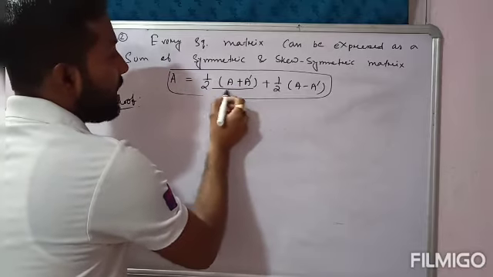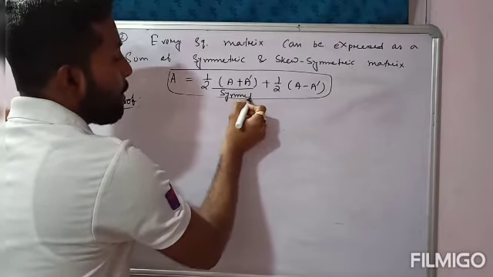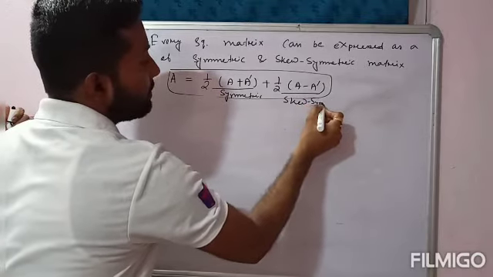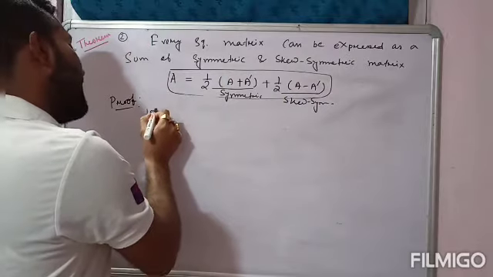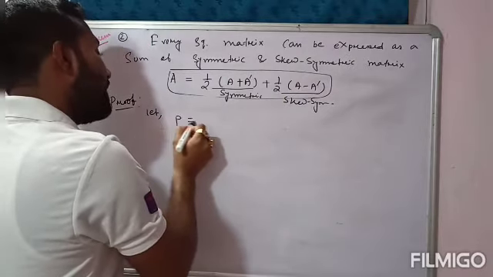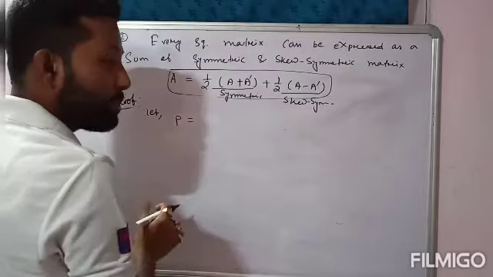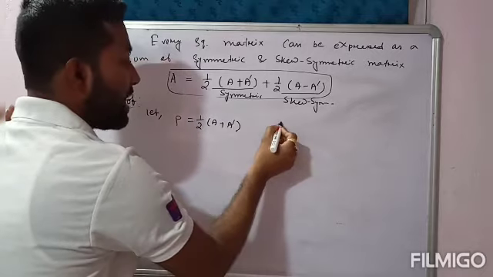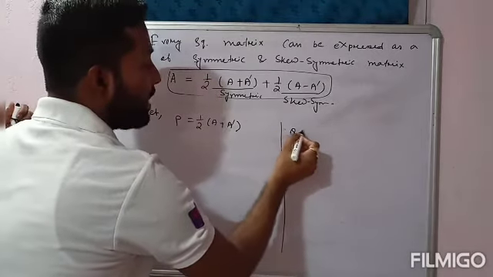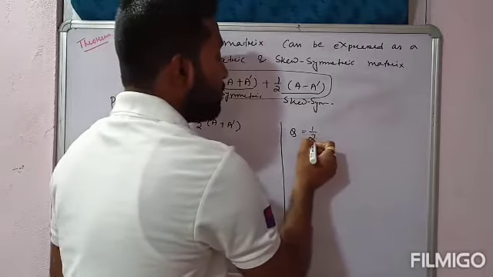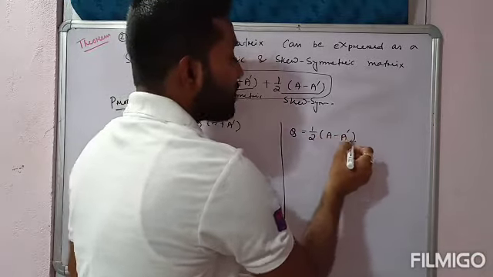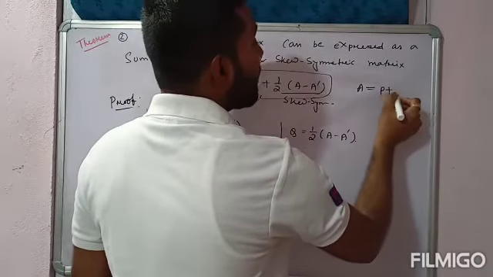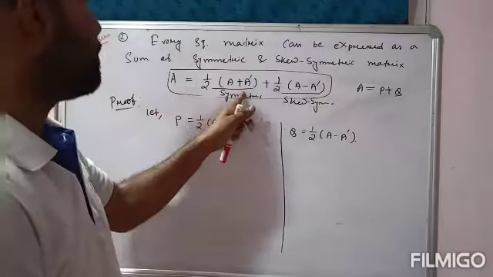This one, this part is what? Symmetric part. This part is what? Skew symmetric part. Okay. Let the symmetric part be P. Let us consider the symmetric part be P. That is, P is equal to half of A plus A transpose. And the skew symmetric part, say Q. That is, Q is equal to half of A minus A transpose. Now then what we need to prove? We need to prove that capital letter A is equal to P plus Q.